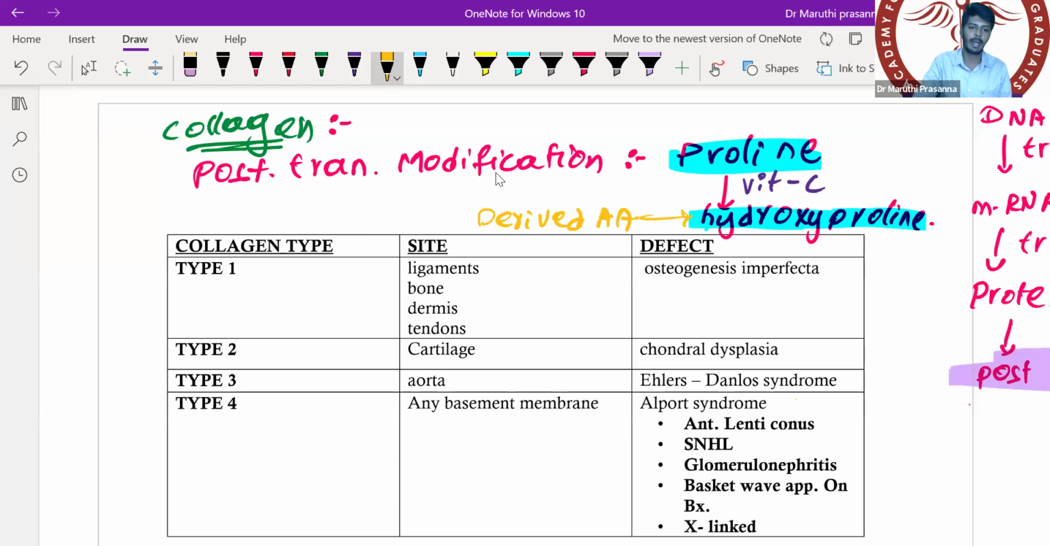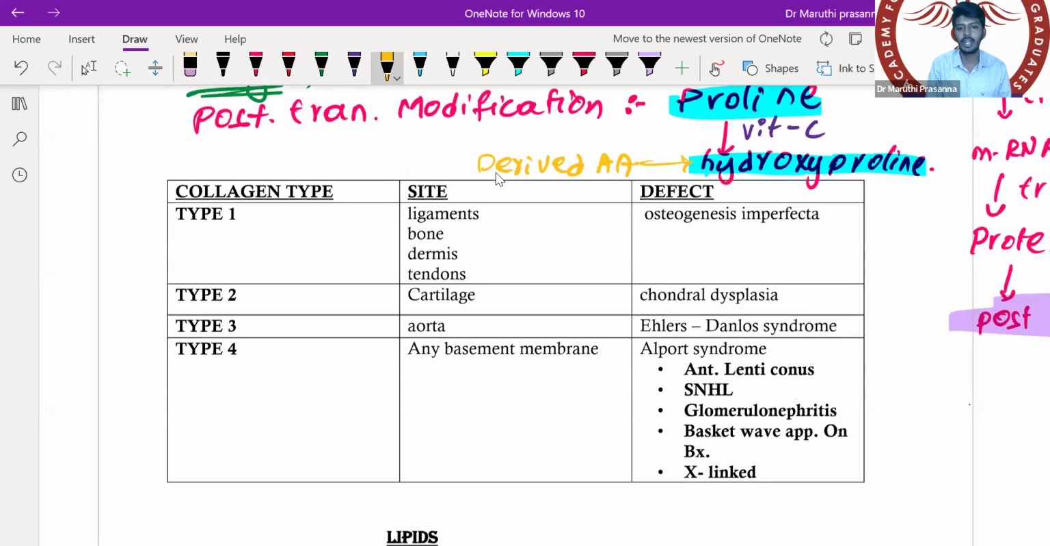So collagen is divided into multiple types. We have type 1 collagen. Repeat with me: type 1 collagen is located in ligaments, in bone, dermis and tendon. If there is a defect, it will lead to a disease called type 1 collagen defect. We call it osteogenesis imperfecta.